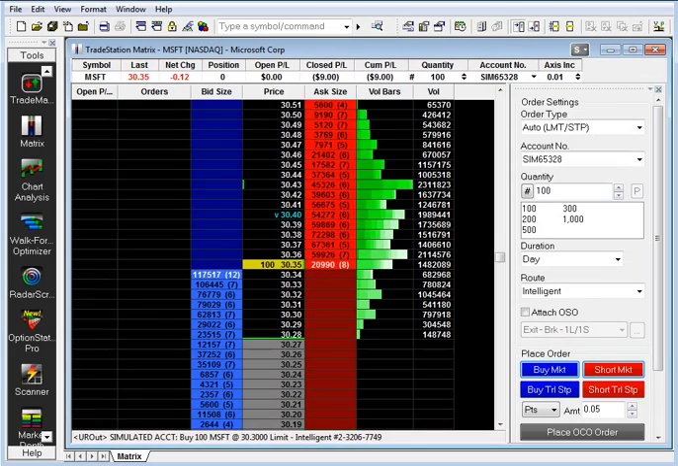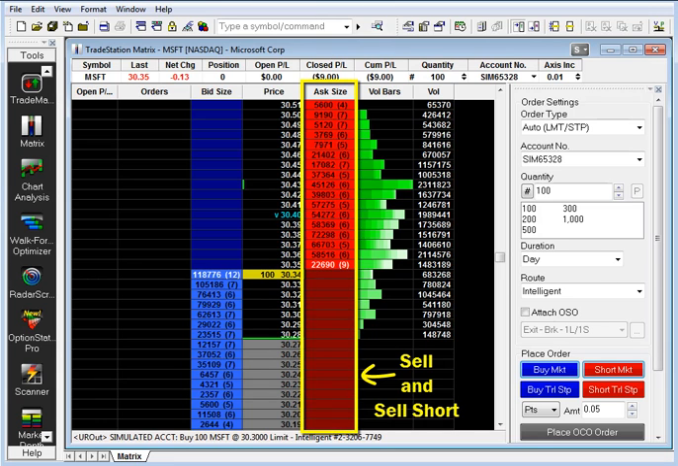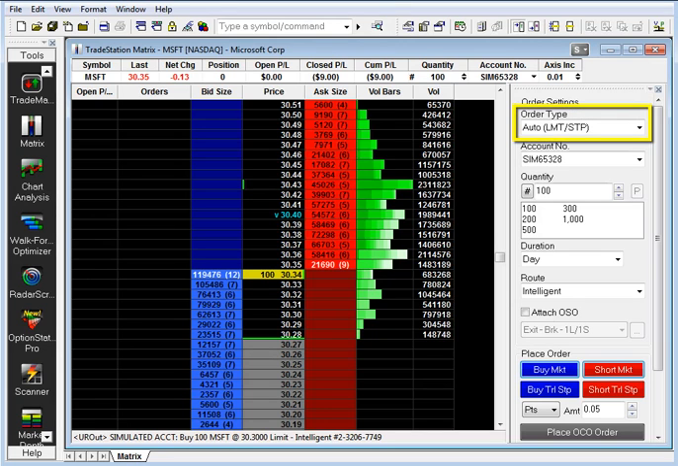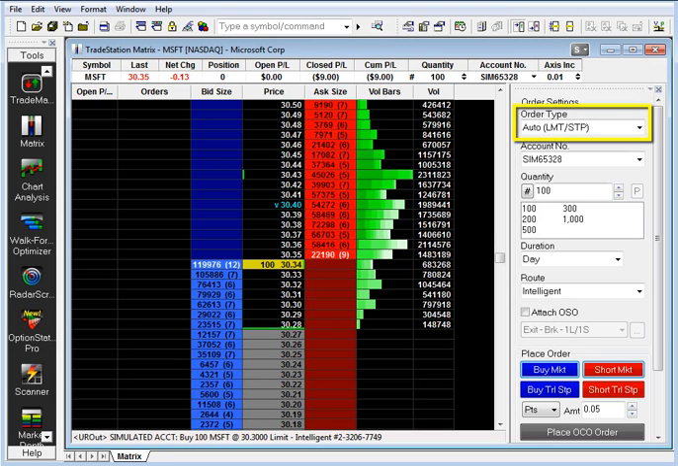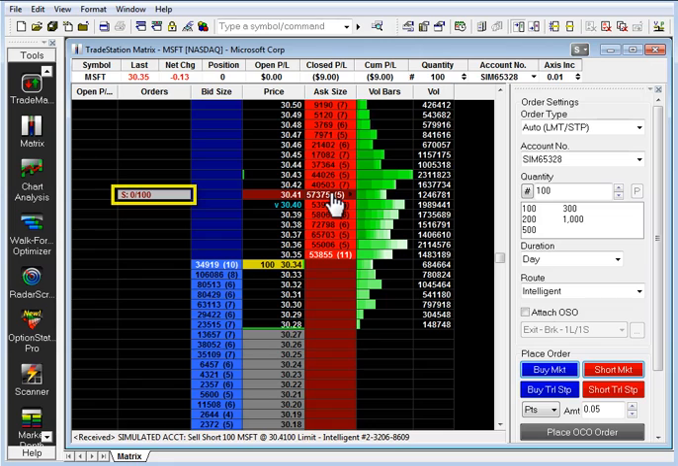Let's place an order to sell short 100 shares of Microsoft at this price. Sell and sell short orders are placed using the Ask Size column. With order type set to Auto Limit Stop, selecting a price above the current trading price will place a sell short limit order. Selecting a price below the current trading price will place a sell short stop market order. I will click the red cell that corresponds to the price I want, and a limit order to sell short Microsoft is placed at this price.